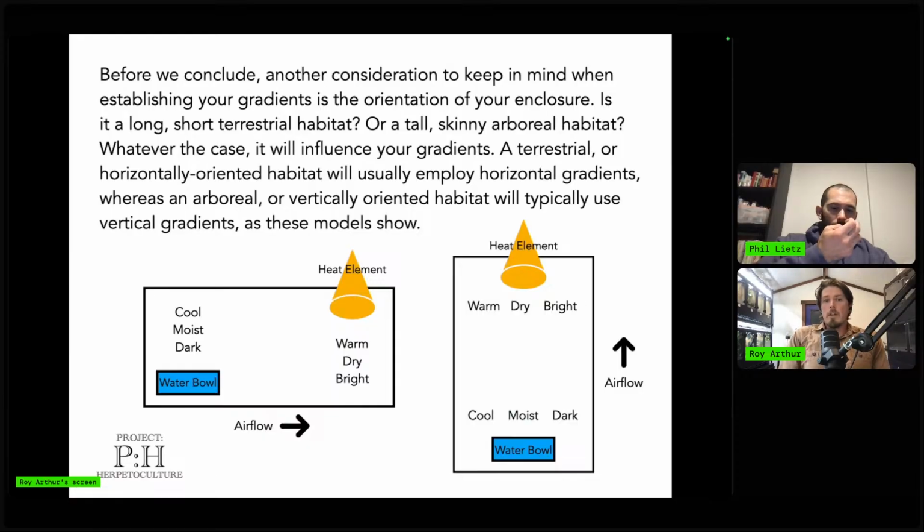So, before we conclude, another consideration to keep in mind when establishing your gradients is the orientation of your enclosure. Is it a long, short terrestrial habitat or a tall, skinny arboreal habitat? Whatever the case, it will influence your gradients. A terrestrial or horizontally oriented habitat will usually employ a horizontal gradient, whereas an arboreal or vertically oriented habitat will typically use a vertical gradient, as these models show. So again, the model on the left is depicting a terrestrial enclosure, whereas the one on the right is depicting more of an arboreal style setup.